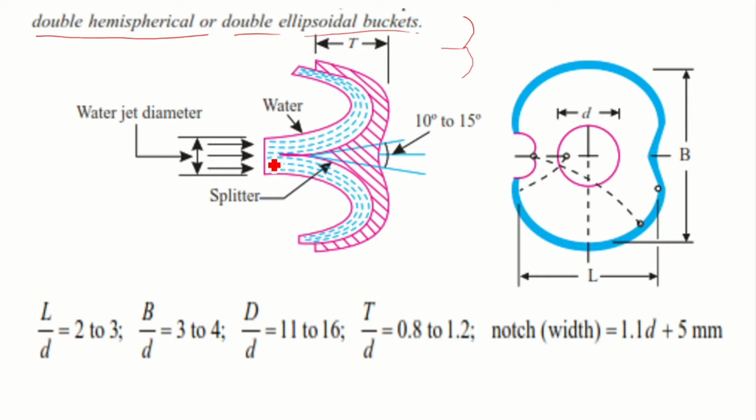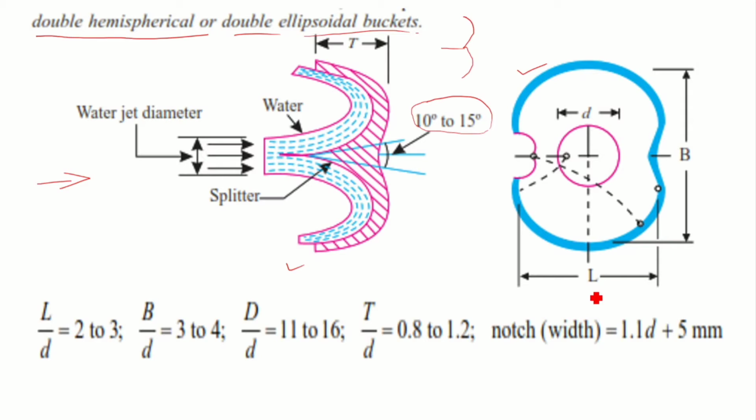So the splitter is actually separating the water into two portions, and the angle of the splitter is decided as 10 degrees to 15 degrees. By providing this angle, the water separates into two portions of the bucket. L represents the height of the bucket. This figure is the left side view of the first figure. If we view from the left side, the bucket will appear like this.